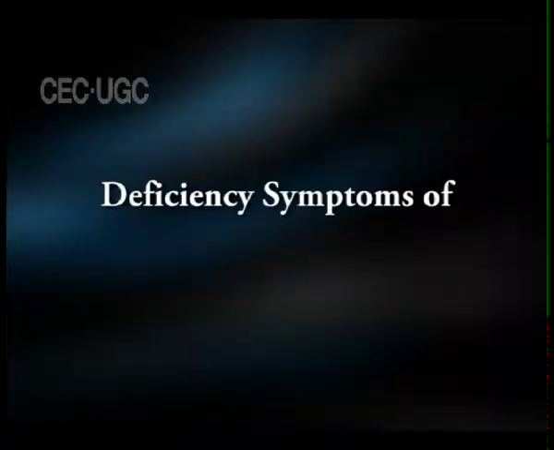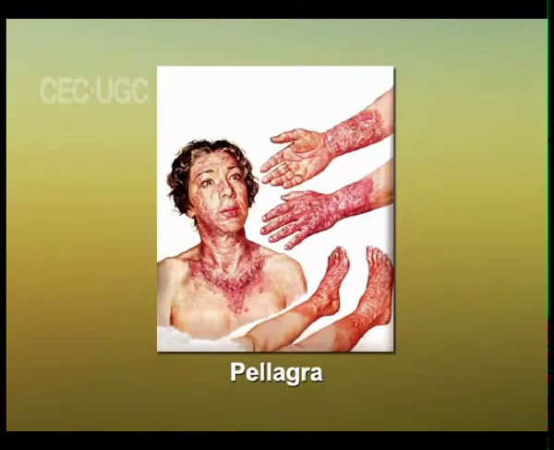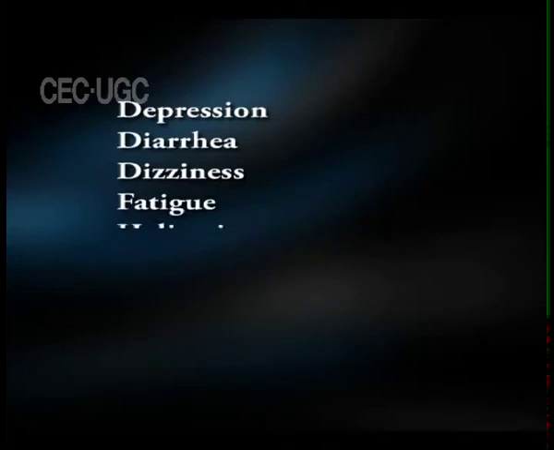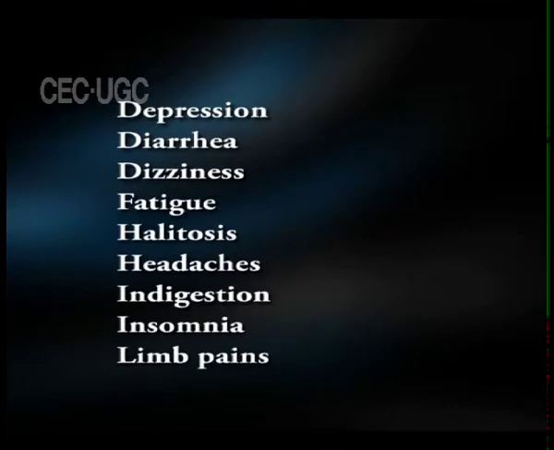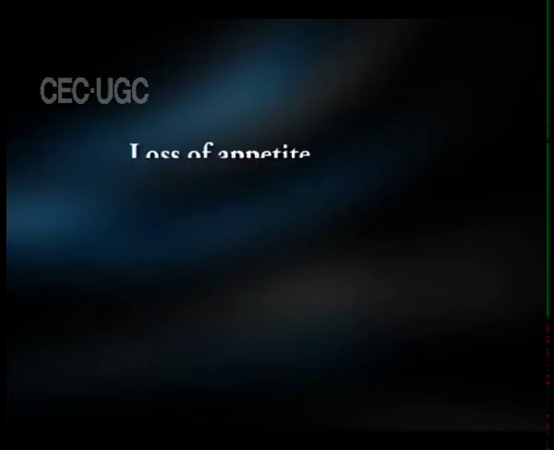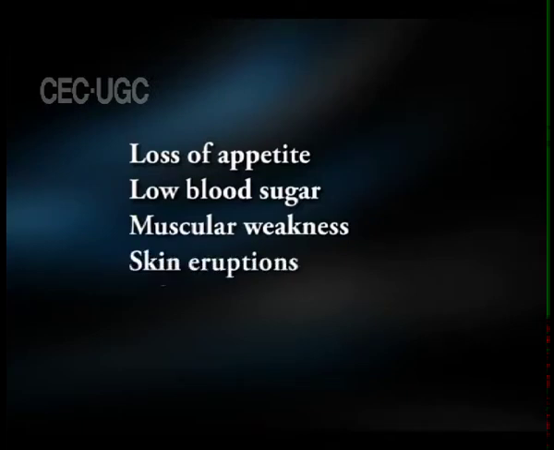Deficiency symptoms of vitamin B3. A deficiency may cause pellagra, and the symptoms of pellagra are commonly referred to as the 3Ds: dermatitis, diarrhea, and dementia, and if not treated may lead to death, the 4th D. Symptoms include depression, diarrhea, dizziness, fatigue, halitosis, headaches, indigestion, insomnia, limb pains, loss of appetite, low blood sugar, muscular weakness, skin eruptions, and inflammation.